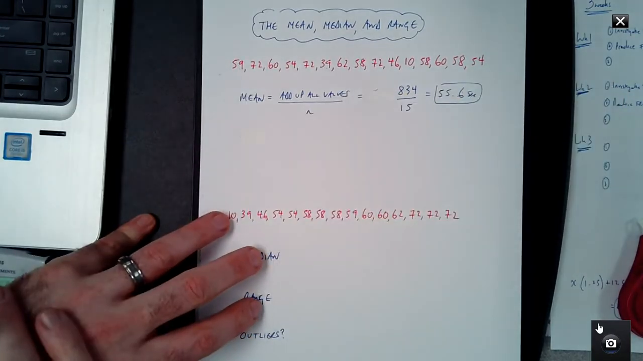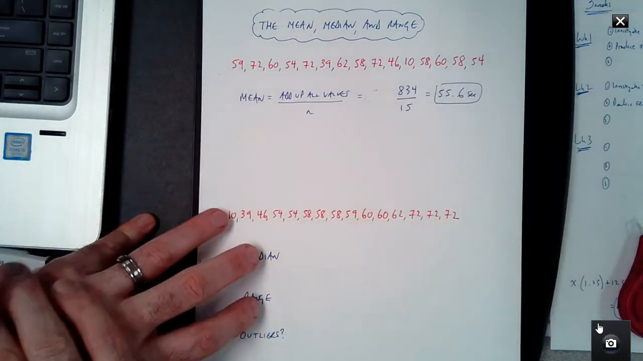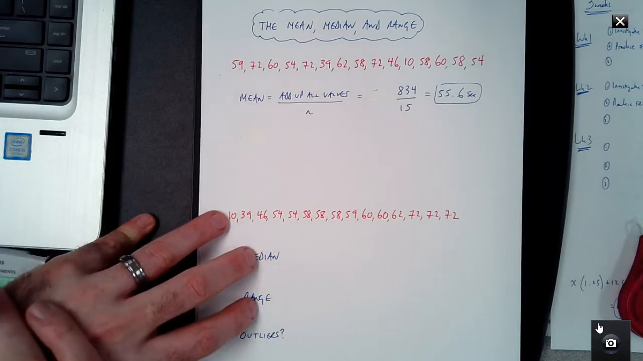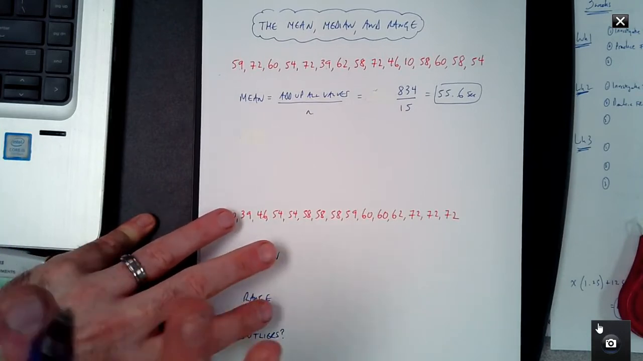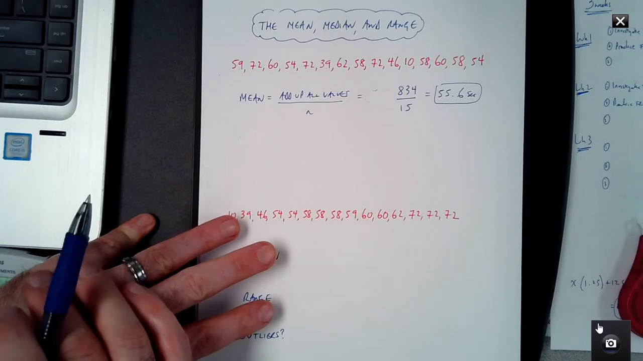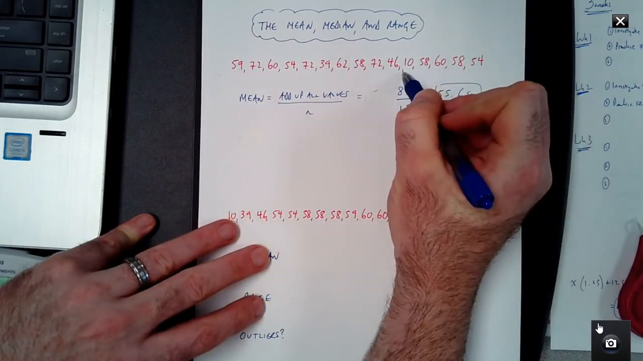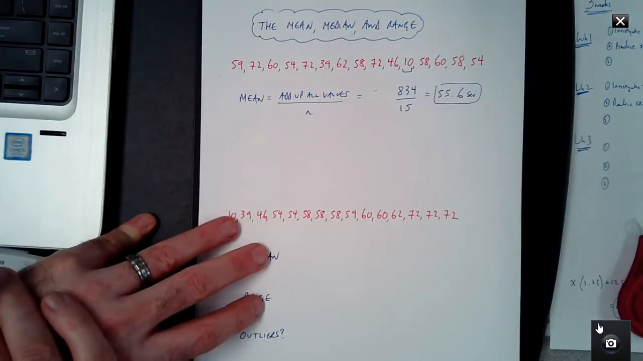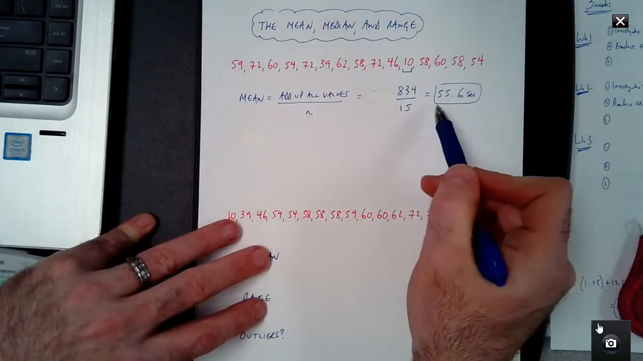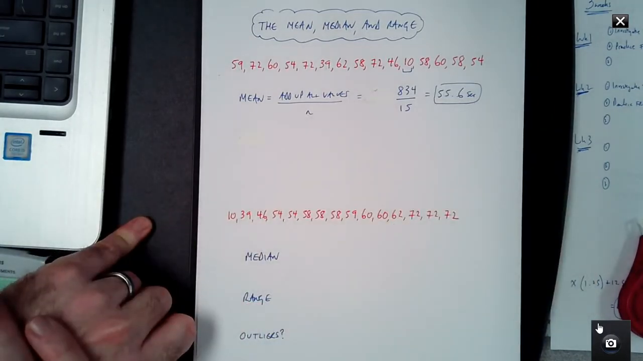Now, the good thing about the mean is it uses all the numbers. The bad thing about the mean is it's highly influenced by really, really high values or really, really low values. So I'm sure you've seen this person right here that could only hold their breath for 10 seconds. That might influence this data.